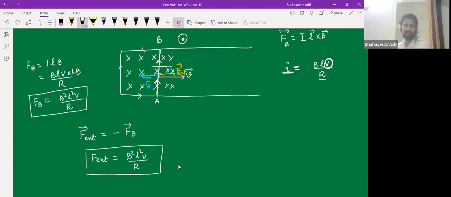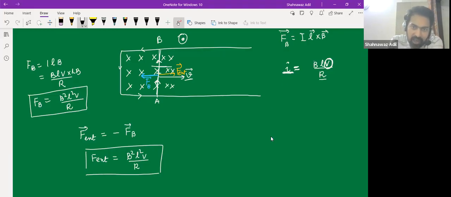Is this part clear? Yes. Because the magnitudes of F external and F magnetic are the same, they cancel each other out since they have opposite directions, and I get a constant velocity so that I don't get any fluctuating current, right?